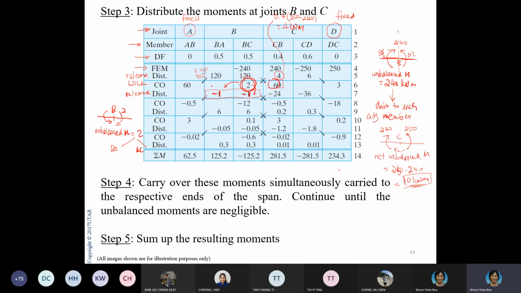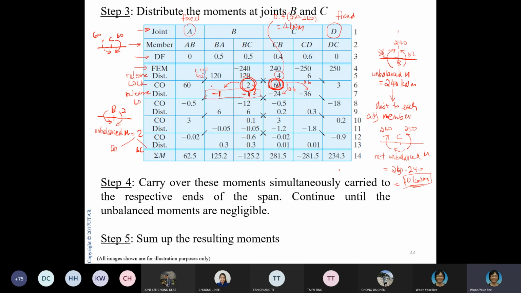Joint C, the unbalanced moment in this case is 60. 60 is positive, so the counterbalance would be -60, because this is anti-clockwise. You distribute this with 0.6 and 0.4. That's how you get your distributed moments. Of course, here we don't touch.